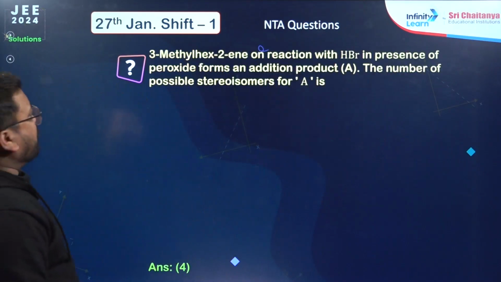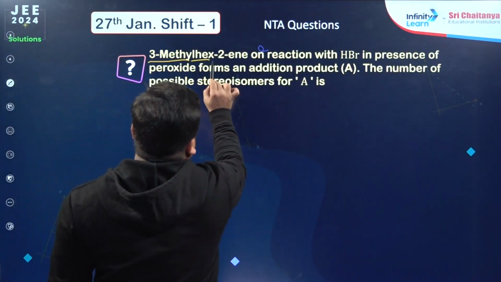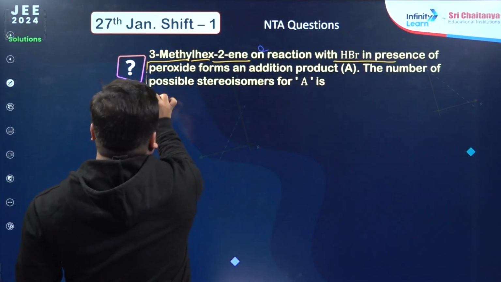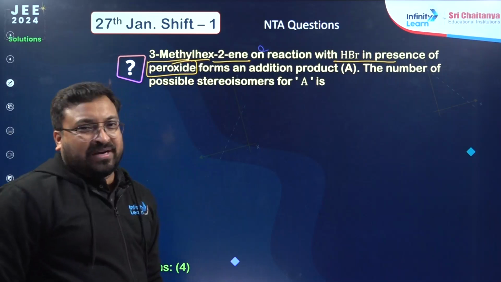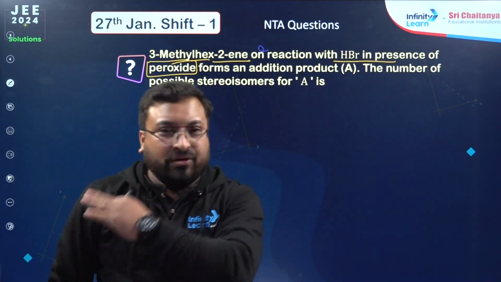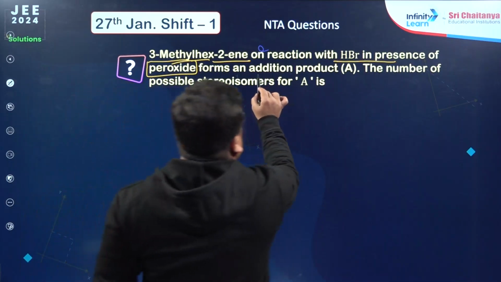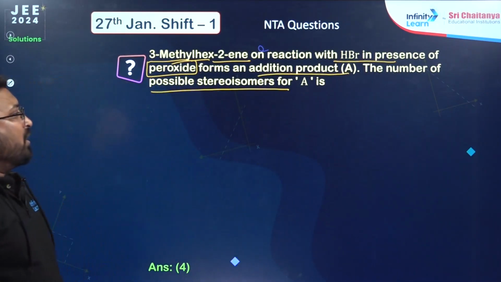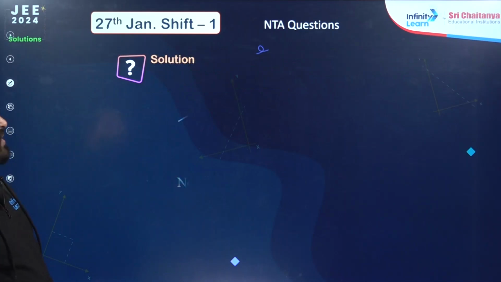Okay, so come to this question. 3-methyl hex-2-ene on reaction with HBr in presence of peroxide. So addition of HBr in presence of peroxide means anti-Markovnikov rule. Forms an addition product A, the number of possible stereoisomers. Okay, so let's try to calculate this value.